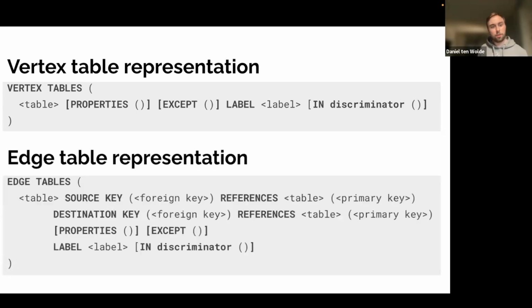Then for the edge tables, it's fairly similar. We still have the properties and we can exclude columns. We can do inheritance. But now we also need to define the source key and the destination key for this table. So this uses a foreign key, primary key relationship. So the source key is a foreign key and then references a primary key in another table.